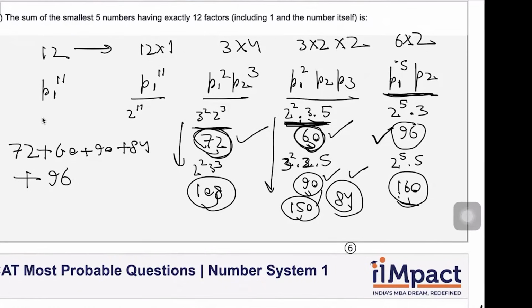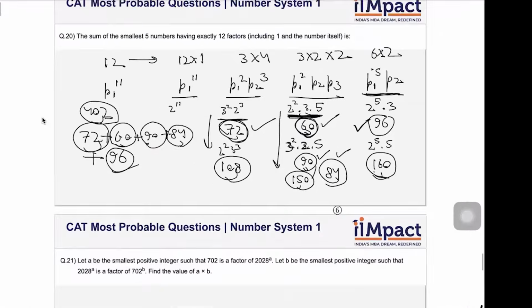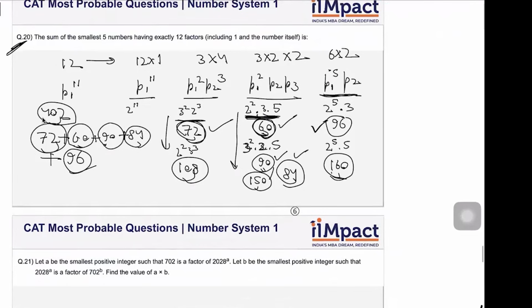So this will be this plus this is 180, this is 270, this is 270 plus 60, that is 330, and this is 330 plus 72, that is 402. So the answer for question number 20 will be 402. While this question looks easy, you will have to make all these sorts of iterations to ensure. We could have easily missed 84 if we didn't think of including 7 in the prime factors.